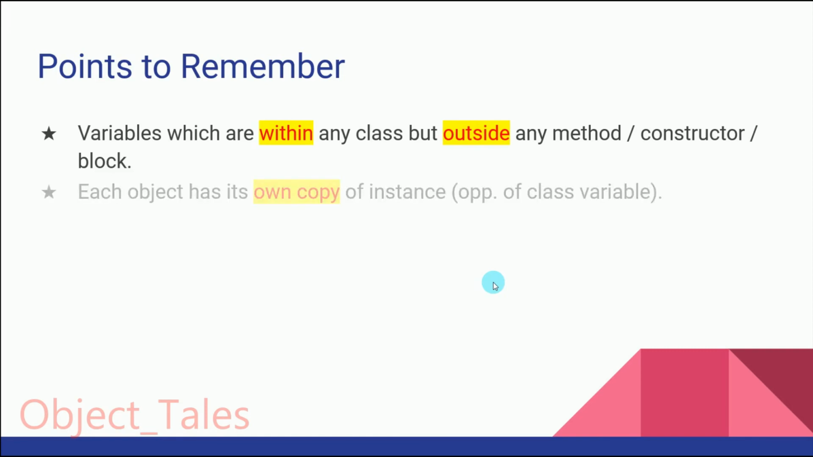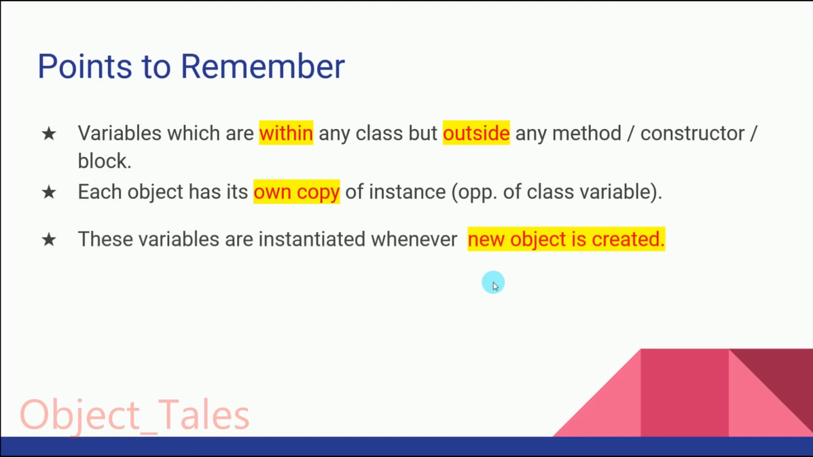Second point is it has its own copy of instance, as it is a non-static variable. It's totally opposite of class variable, which is known as a static variable. Each object has its own copy of instance. Whenever we create an object with the keyword new, the variable is also initialized. So third point is these variables are initialized whenever a new object is created.